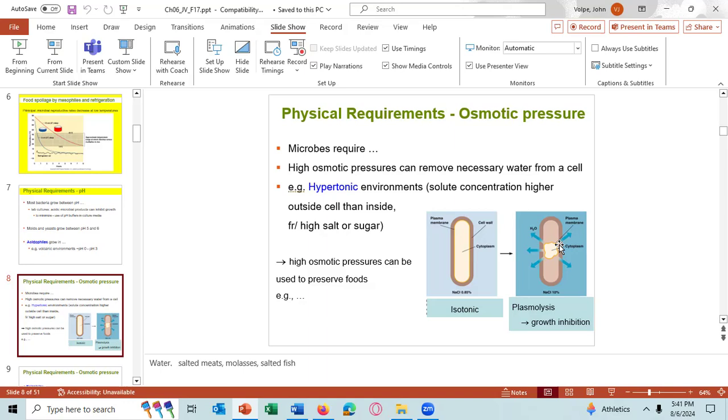Anyways, high osmotic pressure can be used to preserve foods. And we do that by salting meat, molasses, salted fish. Any question about any of that?